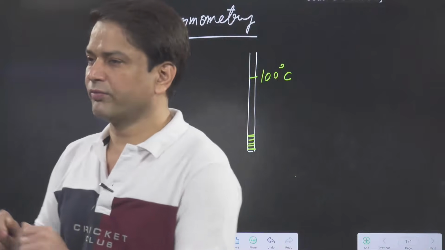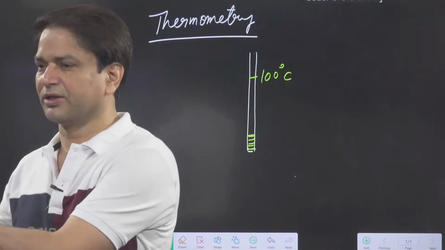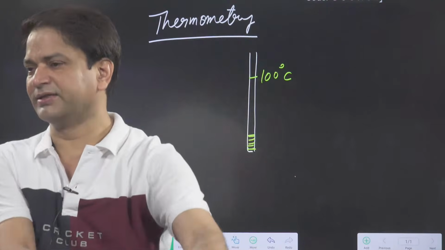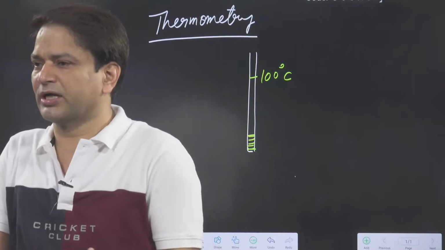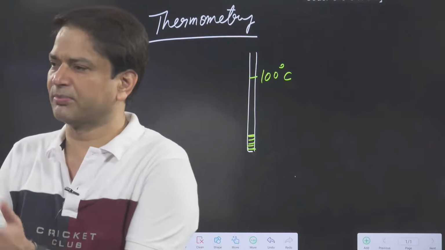Now what we will do? Take this tube and now put it in, suppose, ice, and wait for some time so that the temperature of the ice becomes equal to the temperature of mercury.